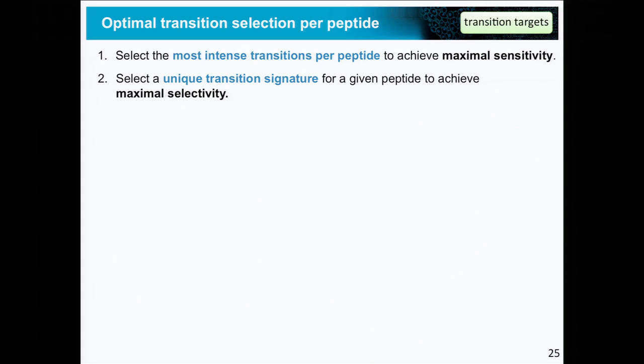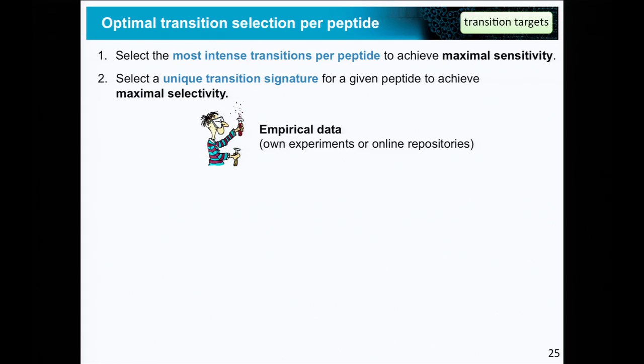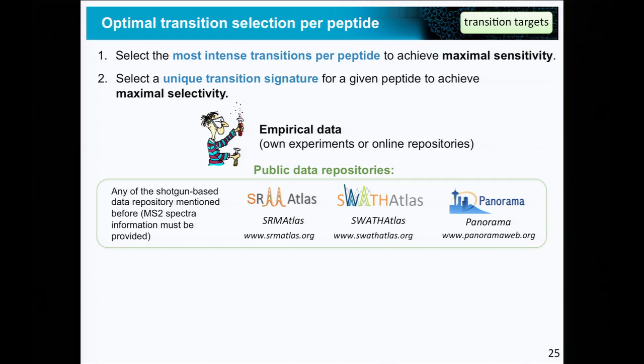And how do you find out to which transitions these two rules apply? Well, ideally use empirical data. Again, there are public repositories, so you can use exactly the same repositories I just showed you before on peptide level. As long as you have MS2 spectra information provided in these libraries, you can use these MS2 spectra to select the most intense transitions. And additionally, especially in the last years, there are new public repositories developing specific for targeted proteomics, like the SRM Atlas or SWATH Atlas or Panorama, where you can directly download transition lists and use them for your own data.